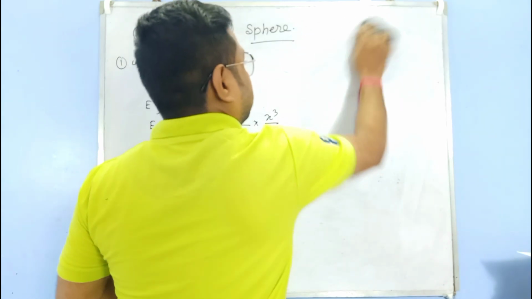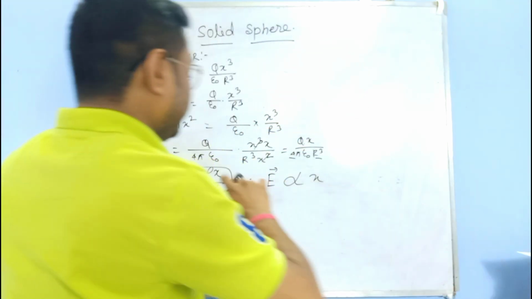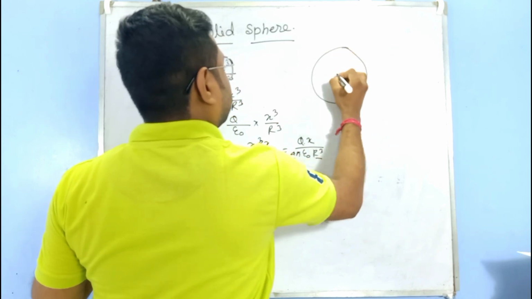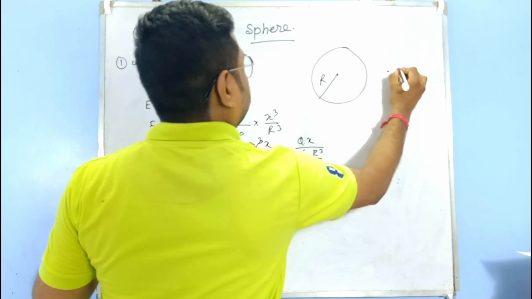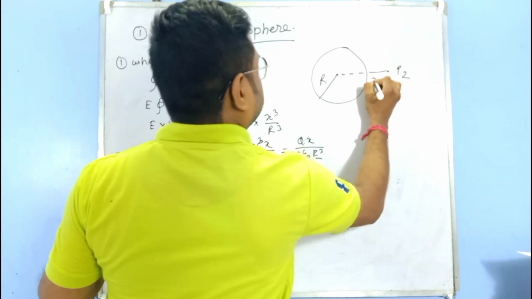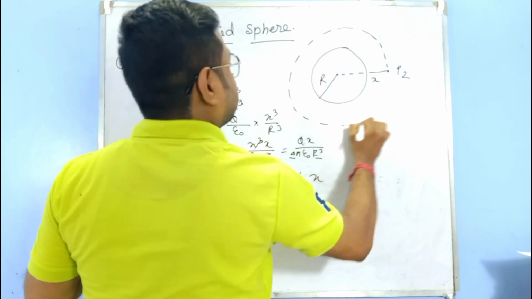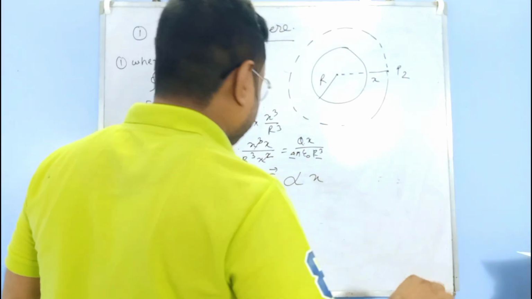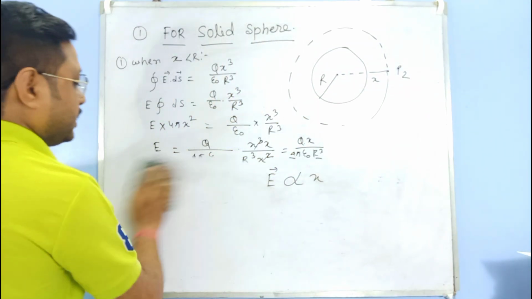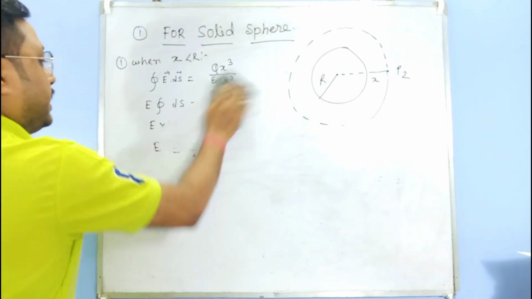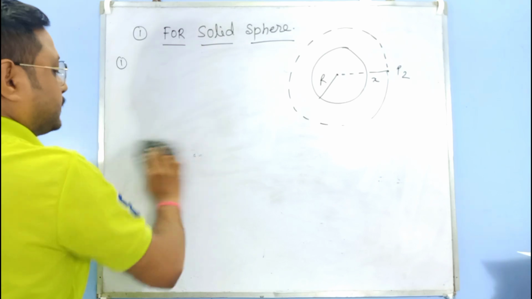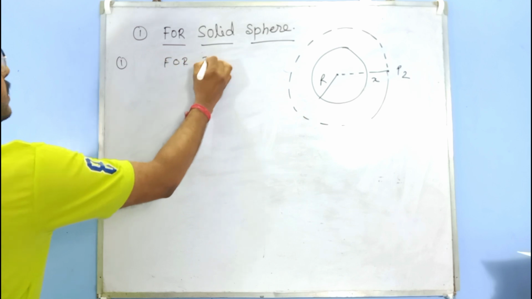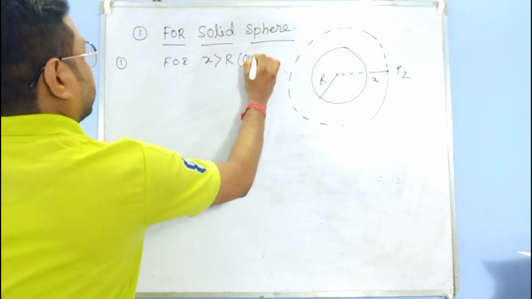Outside the sphere, I have mistakenly deleted the picture. So you can draw only the outside picture P2, which is at a perpendicular distance x. We take again a Gaussian surface of radius x. Now we can deduce it for x greater than r, that is, for an outside point.